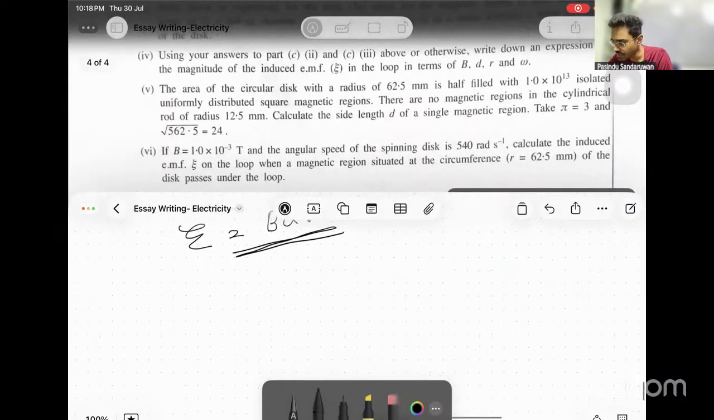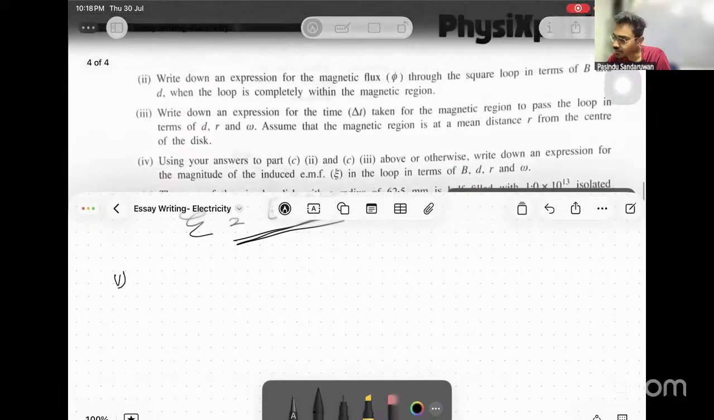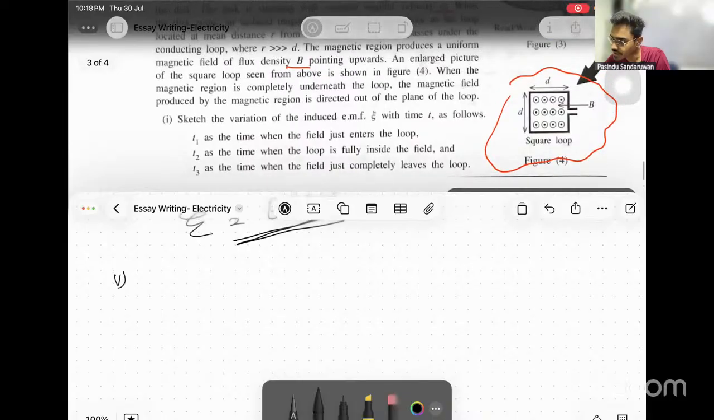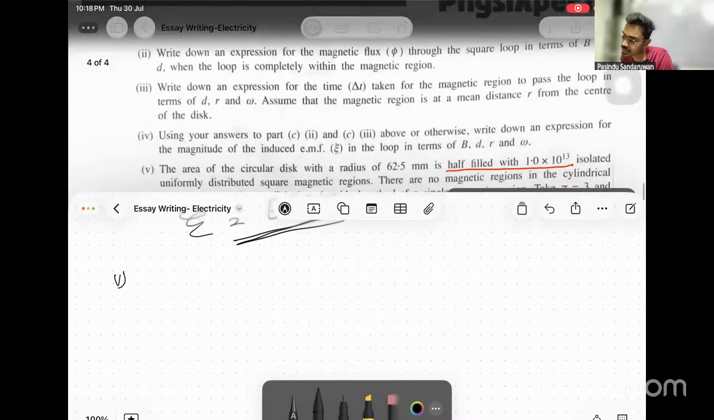Taking towards a calculation now. Part 5. The area of the circular disc with a radius of 62.5 millimeters is half filled with 1 times 10 to the power 13 isolated, uniformly distributed square magnetic regions. Square magnetic regions, right? Now this one was a square magnetic region, and this one was the square loop. Such 10 to the power 13 are there.